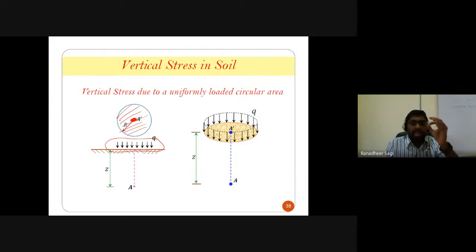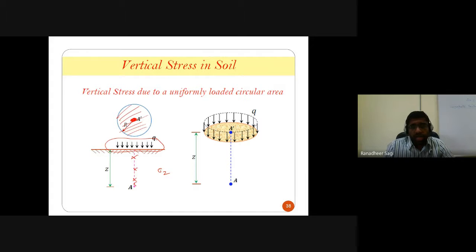With respect to the center position of the loaded region, at any particular depth, if I want to calculate how much is the increment in stress in the vertical direction, I can calculate it as per the expression we have seen in our previous slide.